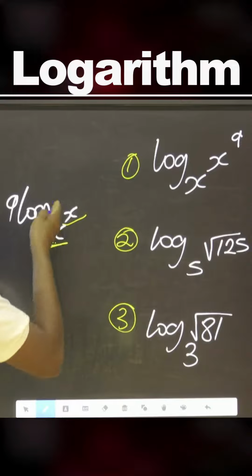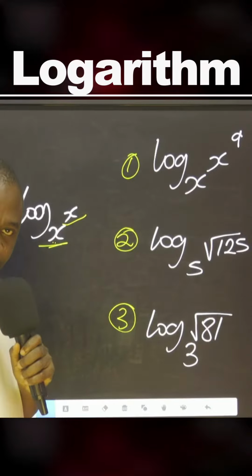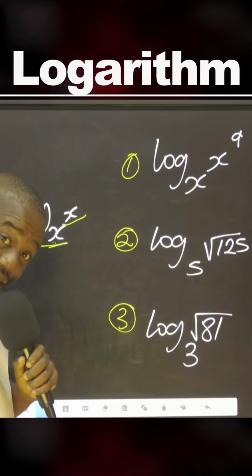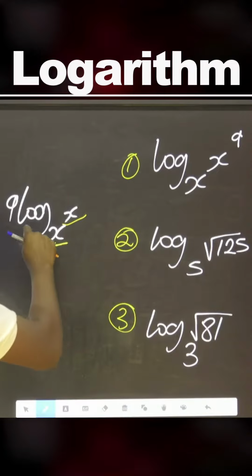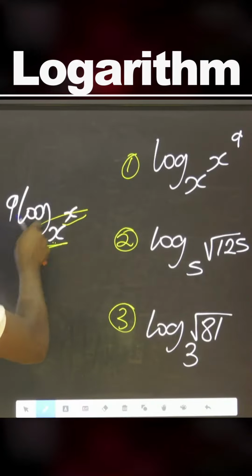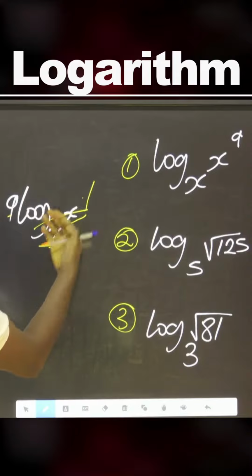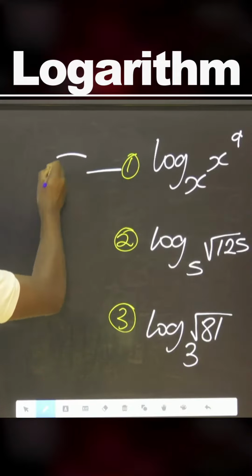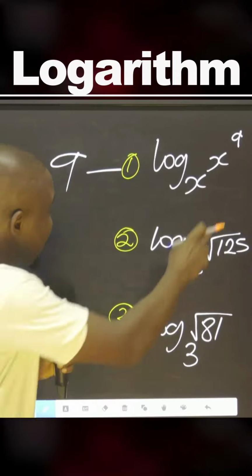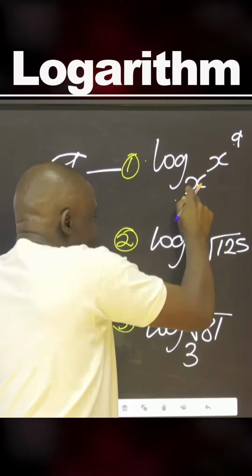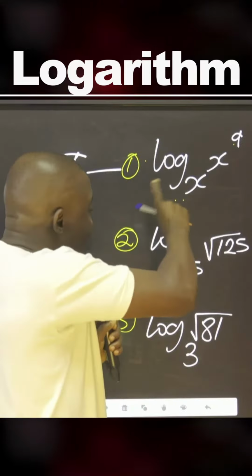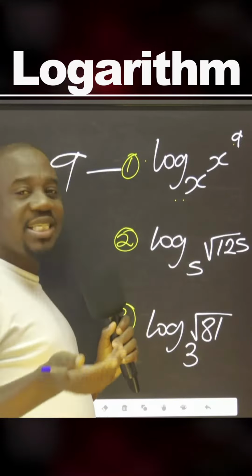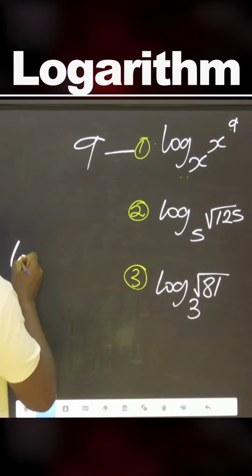Since this and this are the same, remember the second to the last law. This is 1. When they are the same like this, it becomes 1. So 1 multiplied by this 9 is 9. Understand? Because these are the same, this is 1. 1 multiplied by 9 is what? It's 9.